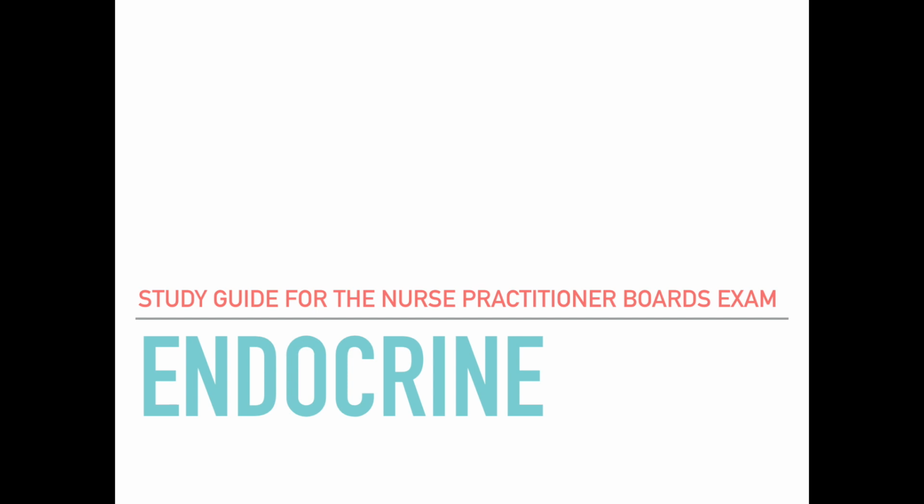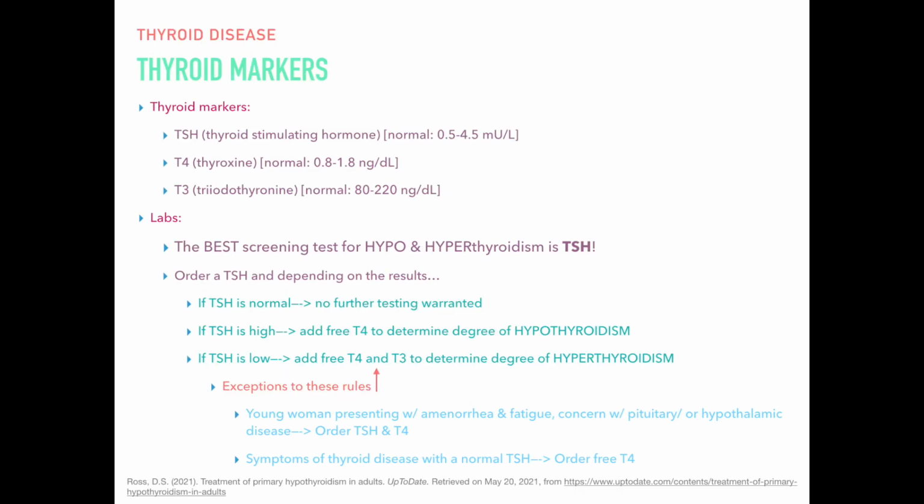And now on to endocrine disorders. So first up, I'm going to discuss with you thyroid disease, and it's important obviously to know the thyroid markers to look for. So I listed them here for you. You'll see the TSH, T4, and T3.